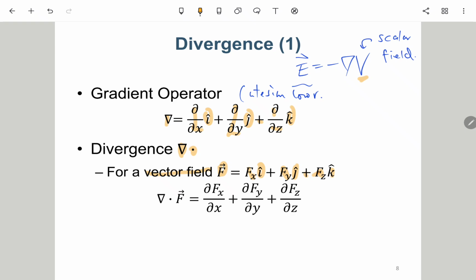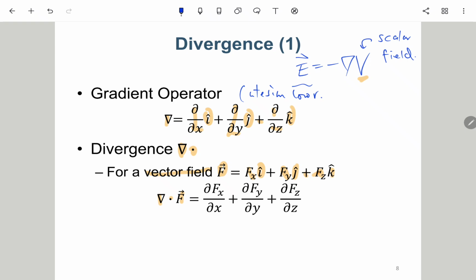Okay, so generally, you can imagine this F can be an E field, can be a B field, can be any other vector field. So if we try to take the divergence of F, it turns out to be partial Fx partial x plus partial Fy partial y plus partial Fz partial z.